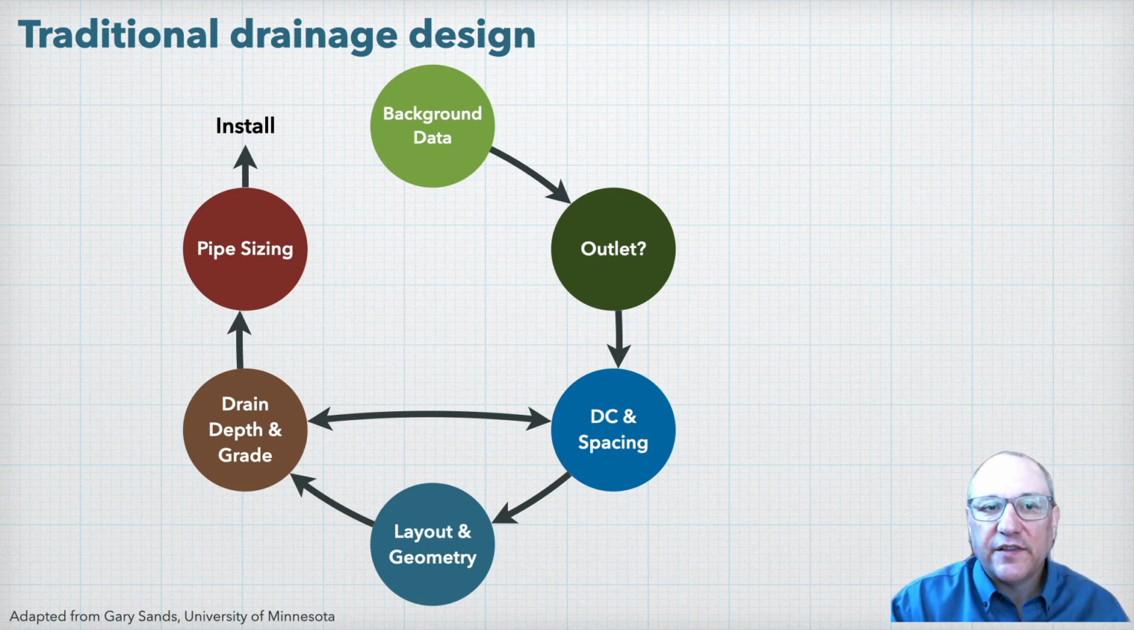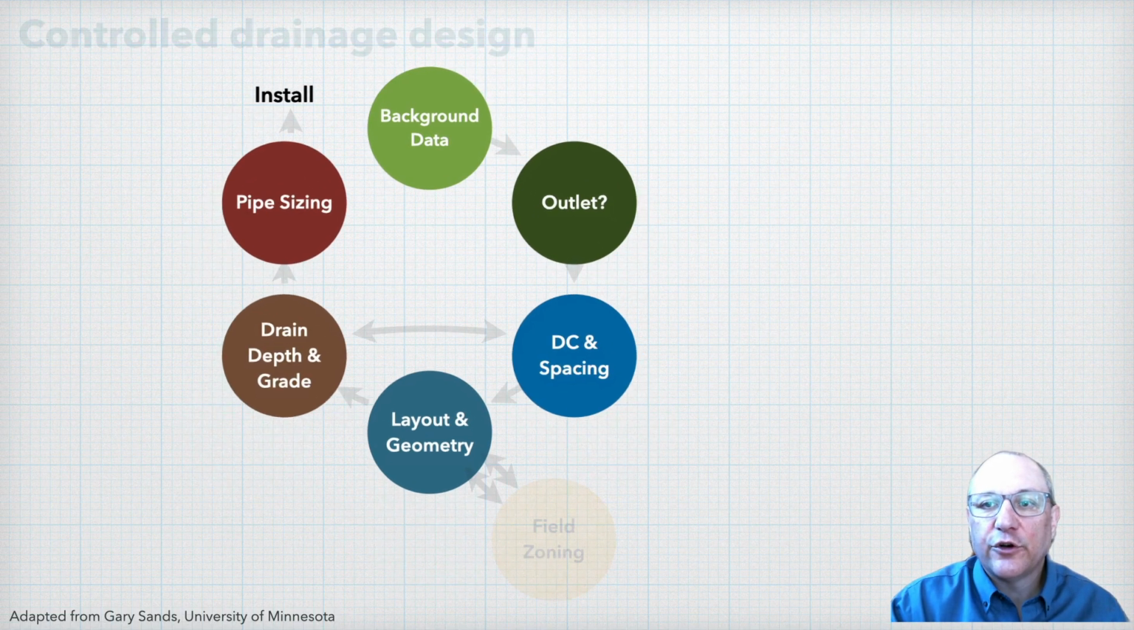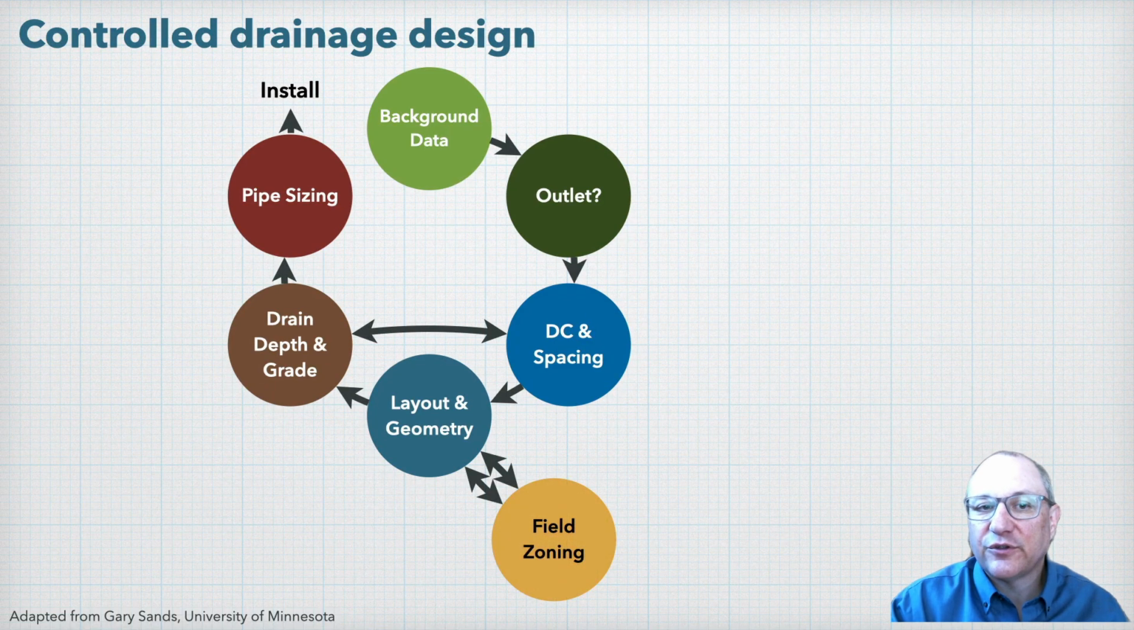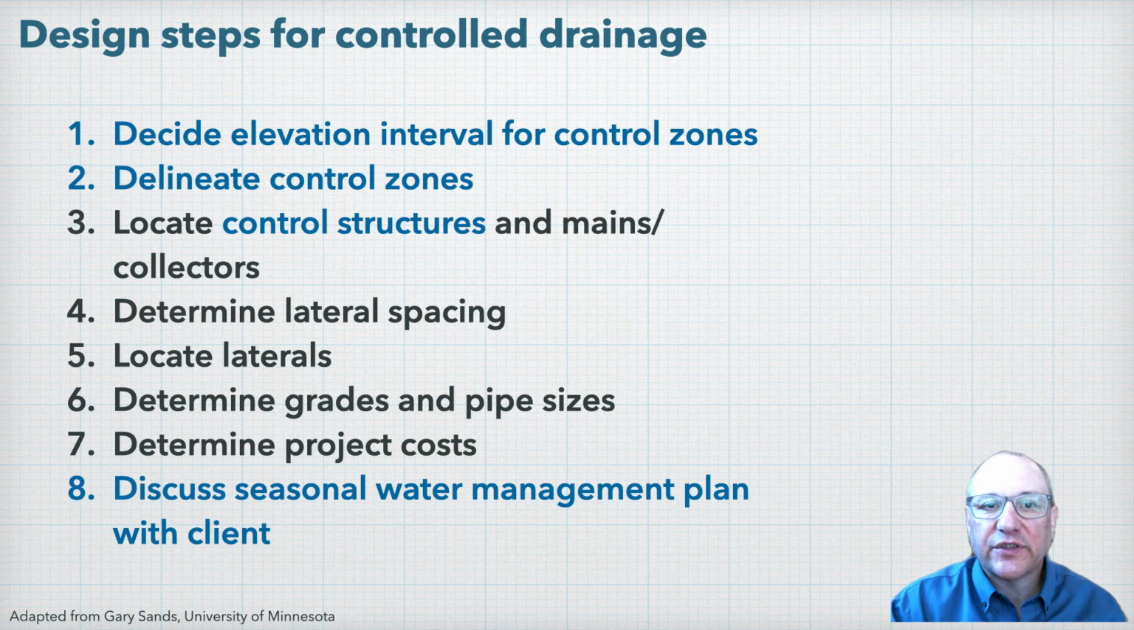For controlled drainage design, these steps stay the same, but we add an iterative step of field zoning to divide the field into our water management zones and then figure out the layout within each zone. Focusing more closely on some of those steps, the steps in blue are unique to controlled drainage, and the ones in gray are the same as for conventional design. So we need to choose a zone elevation interval, decide on our water management zones, locate the control structures, and then the next steps are all part of traditional drainage design until we get to the step of coming up with a management plan for the system.